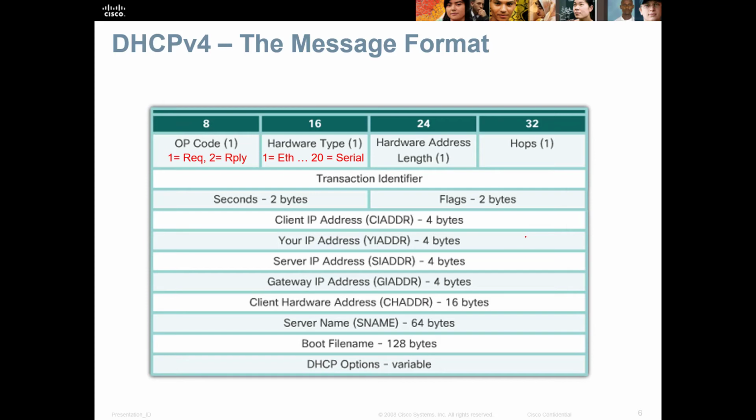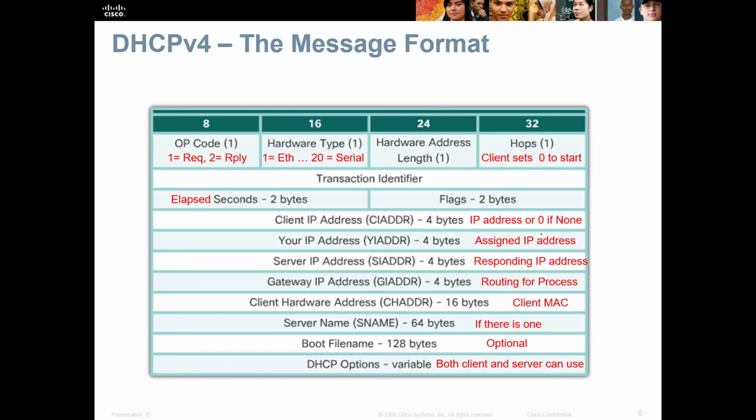Now the numbers up at top, 8, 16, 24, and 32, those are just the number of bits up to that point. Each of those is a byte long. There's a hardware address length that's given, right? And then also the number of hops can be set. The client sets this to 0 at the start. All right. Now, inside the transaction identifier, there's some number of seconds that have elapsed. And there's some flags that can be set.